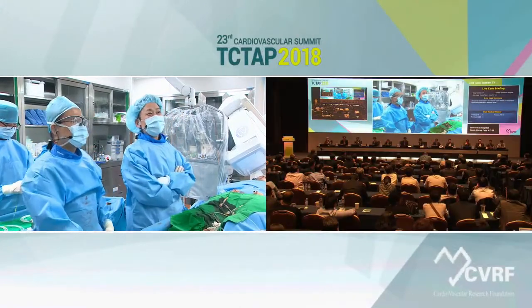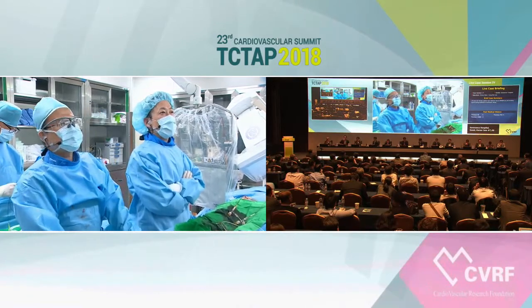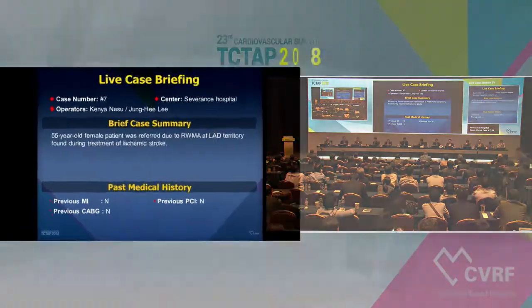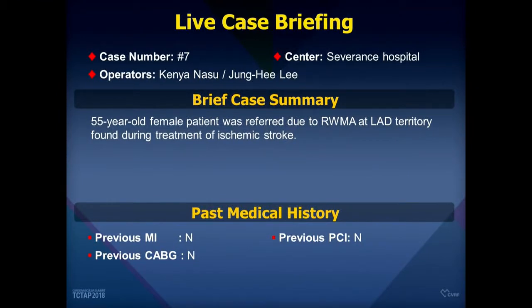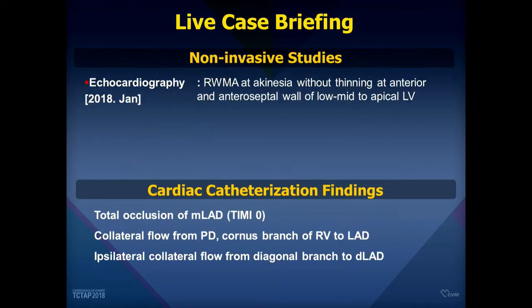Could you explain your case? Let me introduce our case. This case is a 55-year-old female, referred for regional wall motion abnormality at LAD territory during the treatment of ischemic stroke. She had a history of hypertension. Echocardiography shows regional wall motion abnormality, akinesia without thinning at the anterior and anteroseptal wall of the low to mid apical left ventricle.